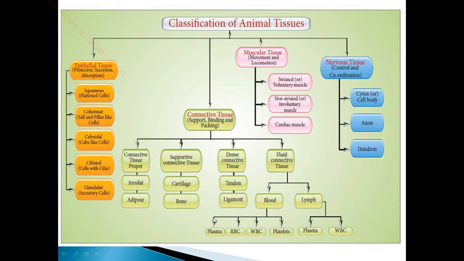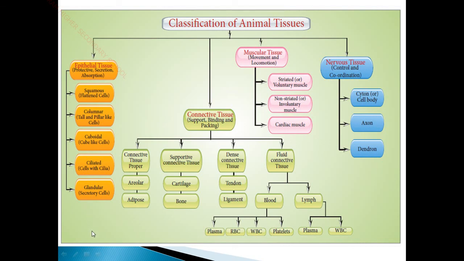In turn, blood contains plasma, RBC, WBC, and platelets, and lymph contains plasma and WBC. Coming to muscular tissue, which is mainly meant for locomotion and movement, it is classified into 3 major types: striated or voluntary muscles, non-striated or involuntary muscles, and cardiac muscles. And coming to nervous tissue, it is made up of neurons, which form the basic unit of nervous tissue and are made up of cell body, axon, and dendron. So this is all about the overall classification of animal tissues.